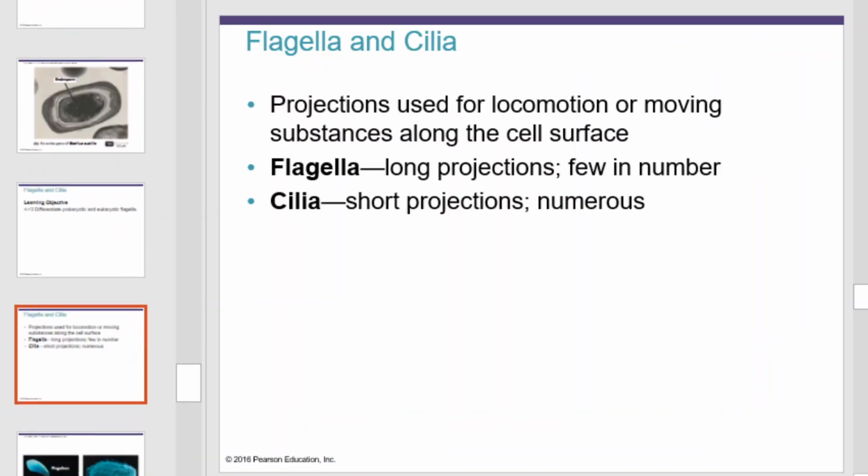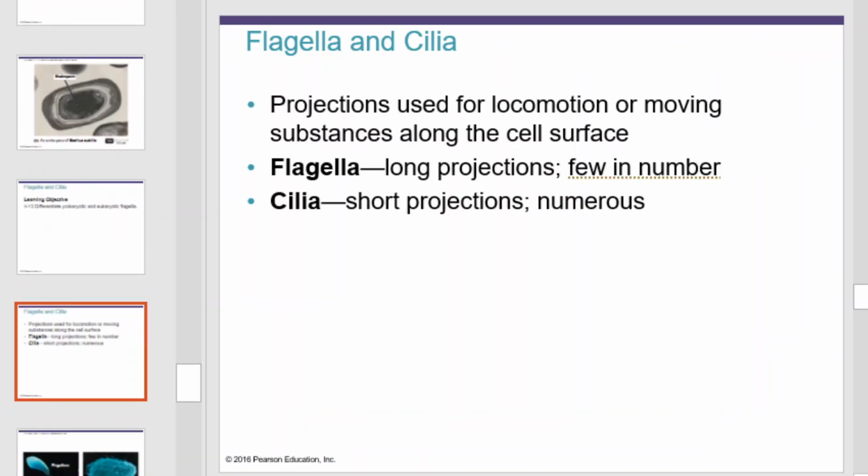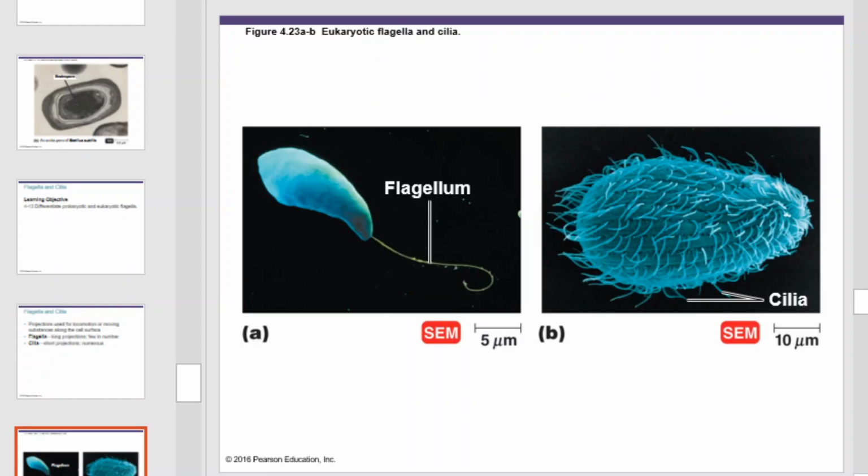Flagella and cilia. Flagella and cilia are projections used for locomotion or moving substances along the cell surface. Flagella are long projections and are often few in number, while cilia are short projections and numerous. This is an illustration of a comparison between cilia and flagella as found in a eukaryotic cell.